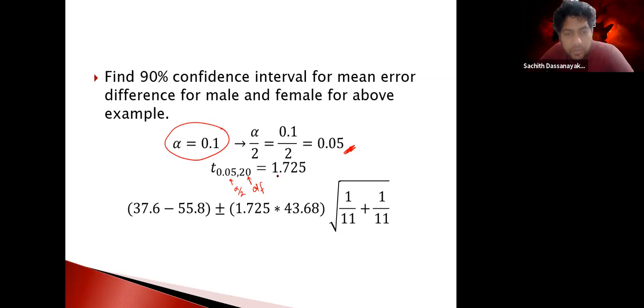Plug that 1.725 into this equation and simplify. This is x1 bar, this is x2 bar, and this one right here is your pooled standard deviation. Again, this 11 is n1, this 11 is n2. Once you plug in those values, you will get the corresponding interval: the 90% confidence interval for the mean difference.